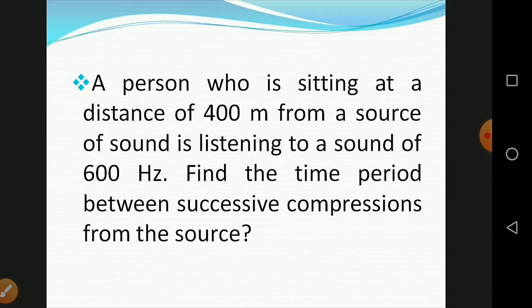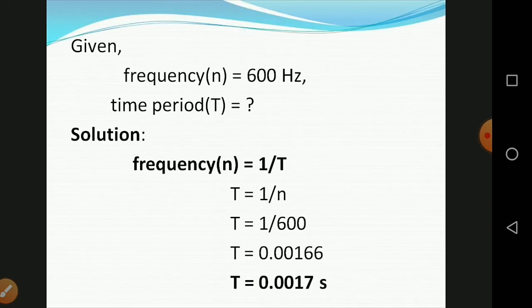If we find the time period T, they have given the value in hertz, that means the frequency n. So n is equal to 600 hertz, and then we find the time period T. We know the formula: frequency is equal to 1 by T, that means n is equal to 1 by T. So time is equal to 1 divided by n, T is equal to 1 by n.